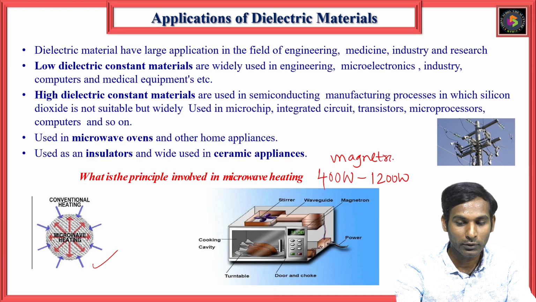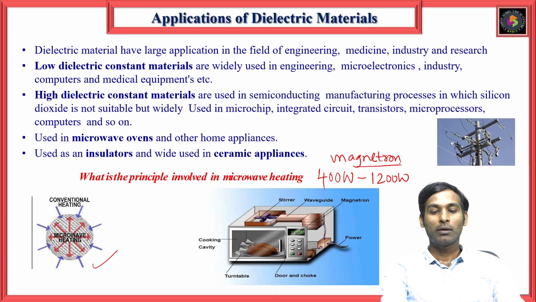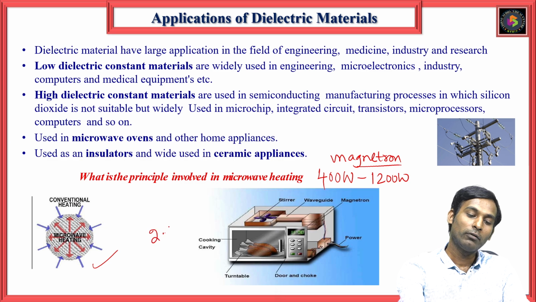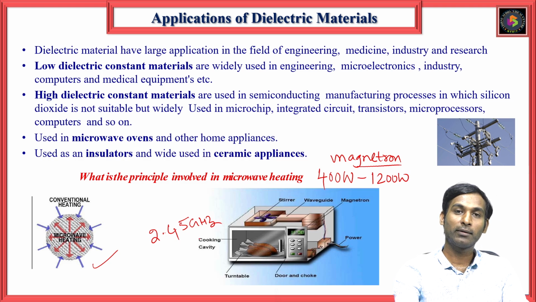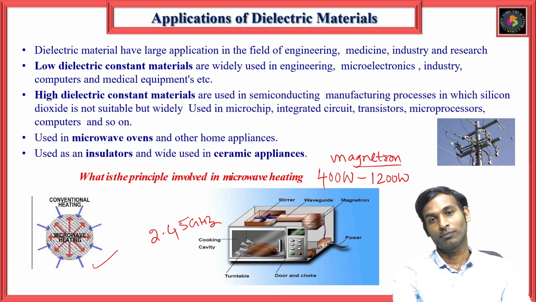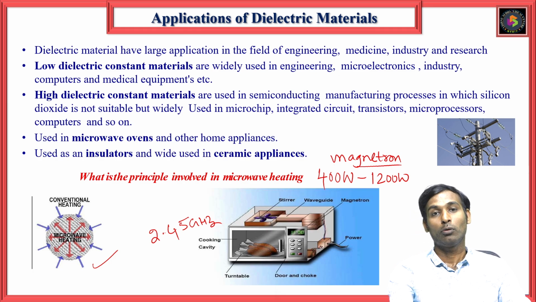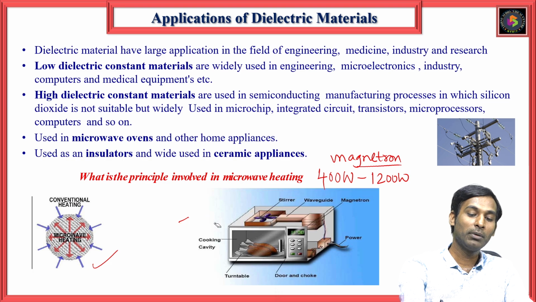The source is the magnetron. The principle behind the microwave oven is this: when an electromagnetic wave of a particular frequency, 2.45 gigahertz, passes through a polar material, which is the water molecule, the best example of a polar material, the water dipoles try to rotate from one equilibrium position to another equilibrium position.